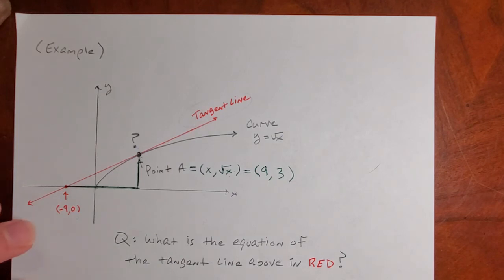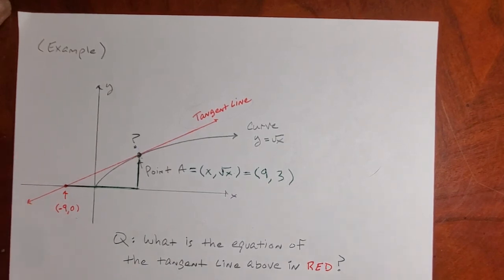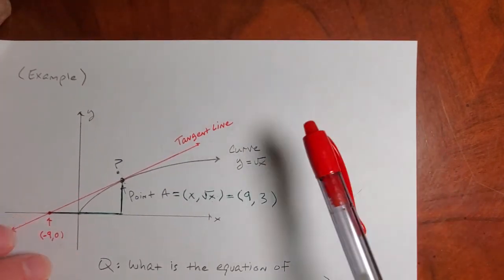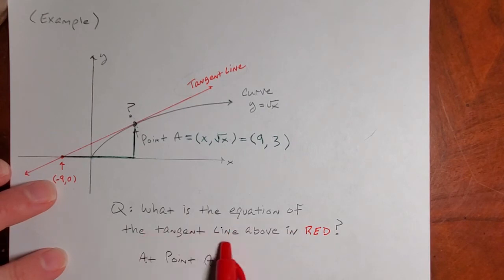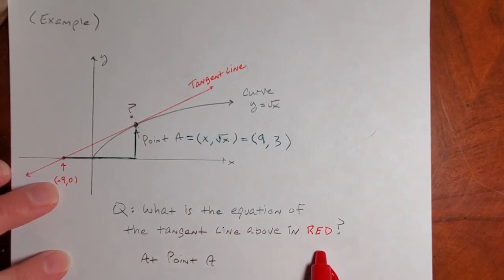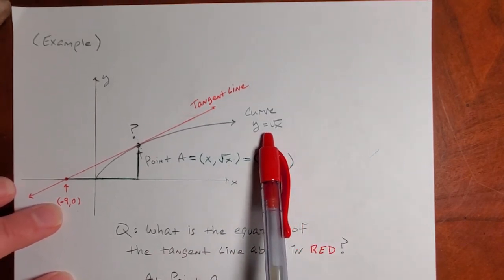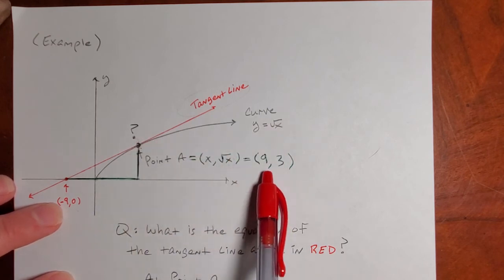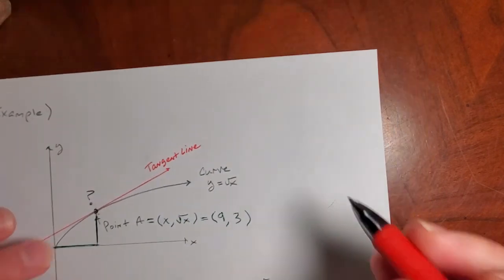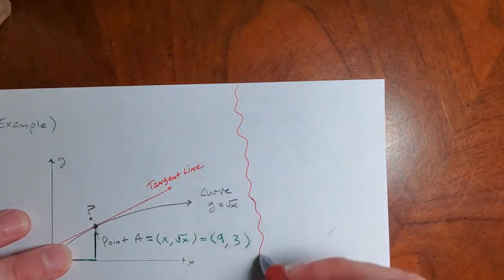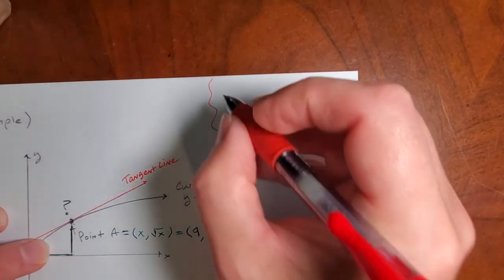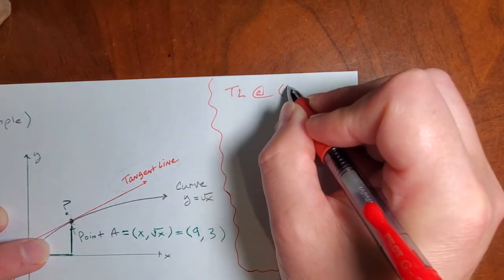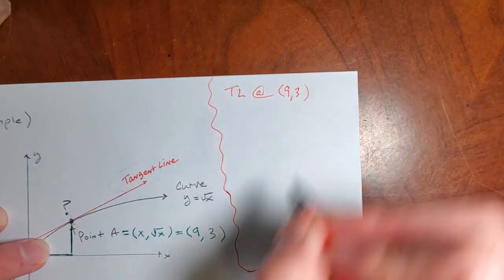Now here's what the question becomes. What is the equation of the tangent line that hits this curve at that point, which is now known to be 9 and 3? So let's do like this. We'll say, all right, there's part 2 of the question. What's the tangent line at the point 9 and 3?